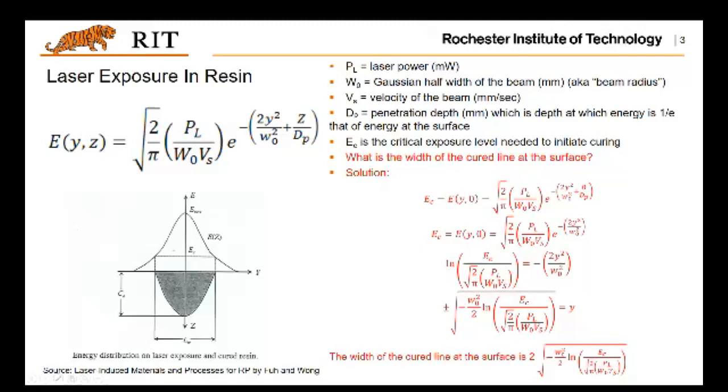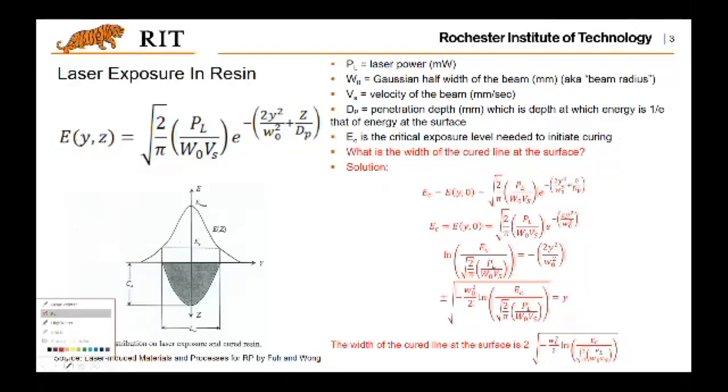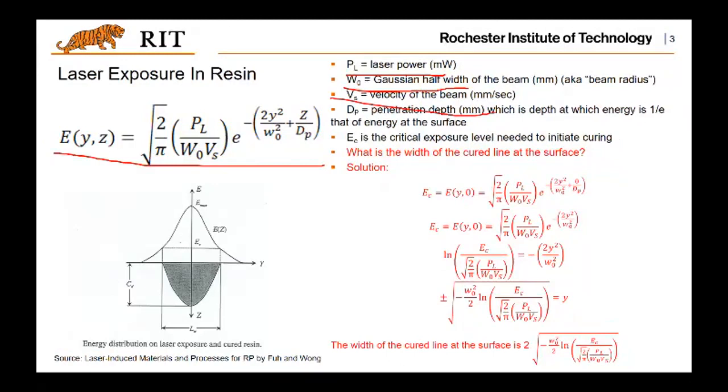For example, still using this equation, let's say you have everything known: laser power, Gaussian half width of the beam, velocity of the beam, penetration depth, and also this critical exposure. Then the question is, what is the width of the cured line at the surface? Basically, it's asking you to compute this width.